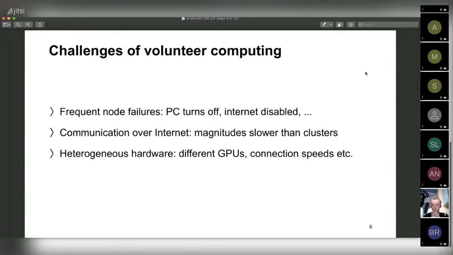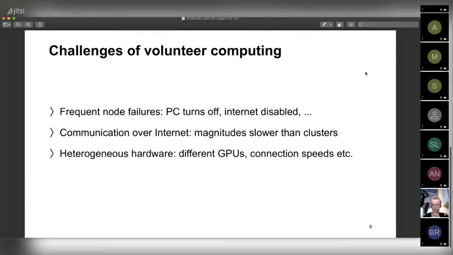Also, we have some issues related to communication over the internet, specifically its speed, both bandwidth and latency. Because communication over the internet, just as I demonstrated with my connection, is orders of magnitude slower than on clusters. So yeah, we have this issue, and we also have to tackle it somehow.